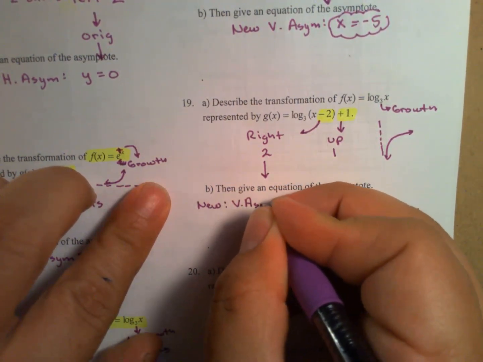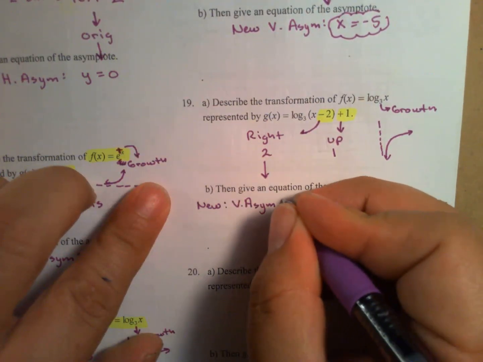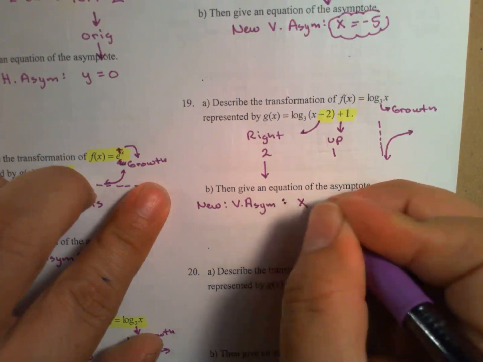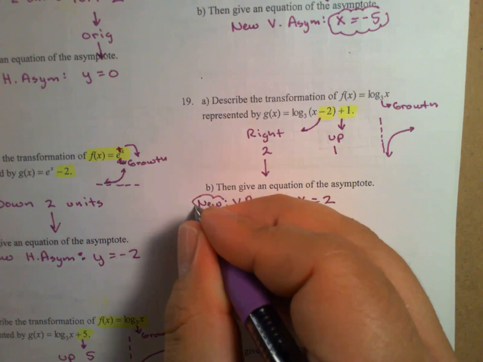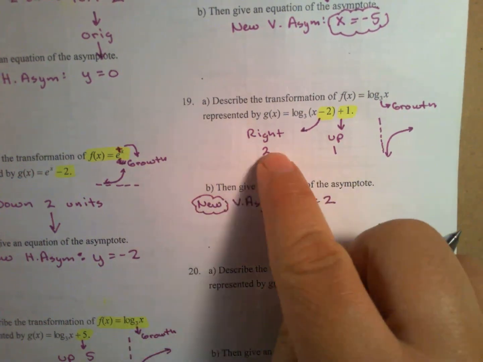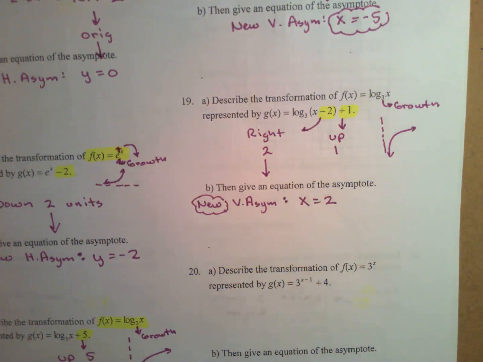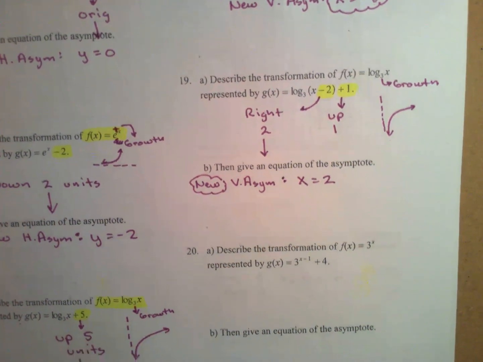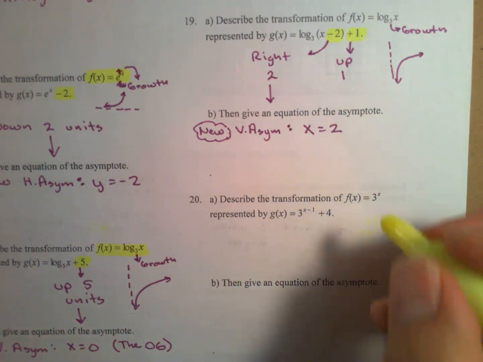And that vertical asymptote, because I went to the right, is simply x equals +2 because we moved it to the right, but we did have a new one. But remember, only moving to the sides can affect the vertical. Moving up and down doesn't do anything to the graph. And finally, they're going to try to throw us off here by giving us an exponential all of a sudden.